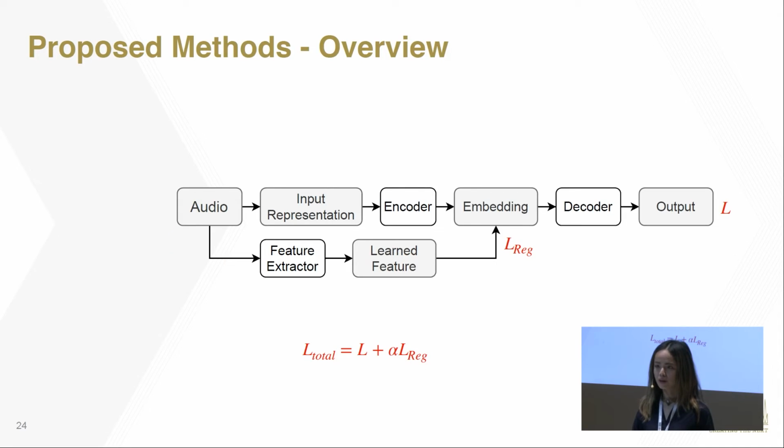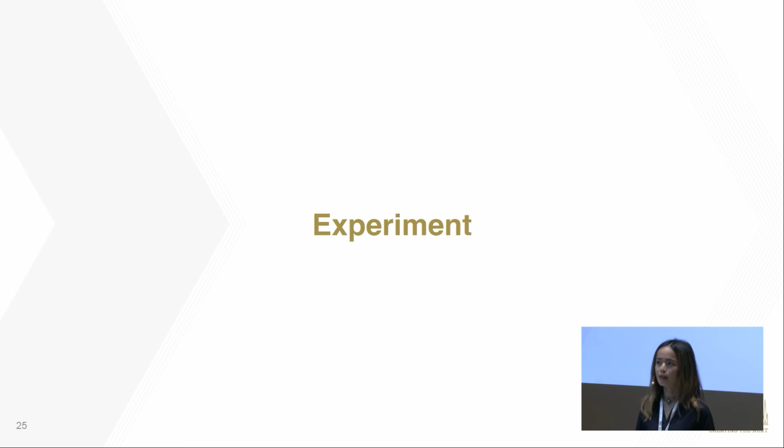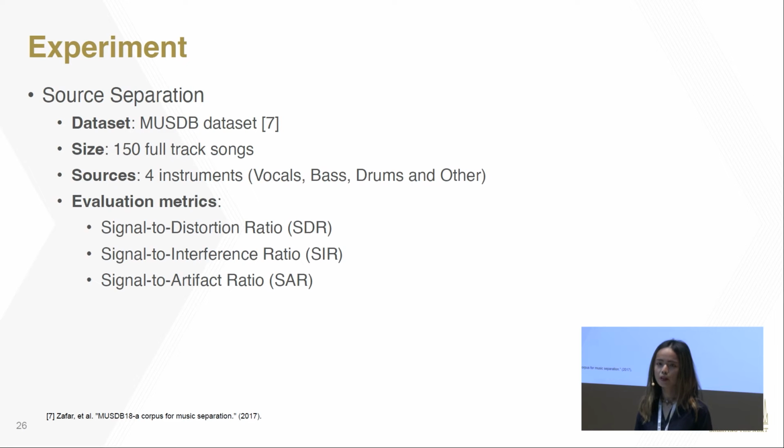And because of that, we have an extra loss term besides the source separation loss term. So these 2 loss terms combine together to update the model during training time. And yep, that is the idea of our proposed methods. And let's take a look at the experiment section. So following the previous work, we use the MUSDB dataset. It contains 4 instruments: vocals, bass, drums, and others. And we report 3 evaluation metrics: SDR, SIR, and SAR score.